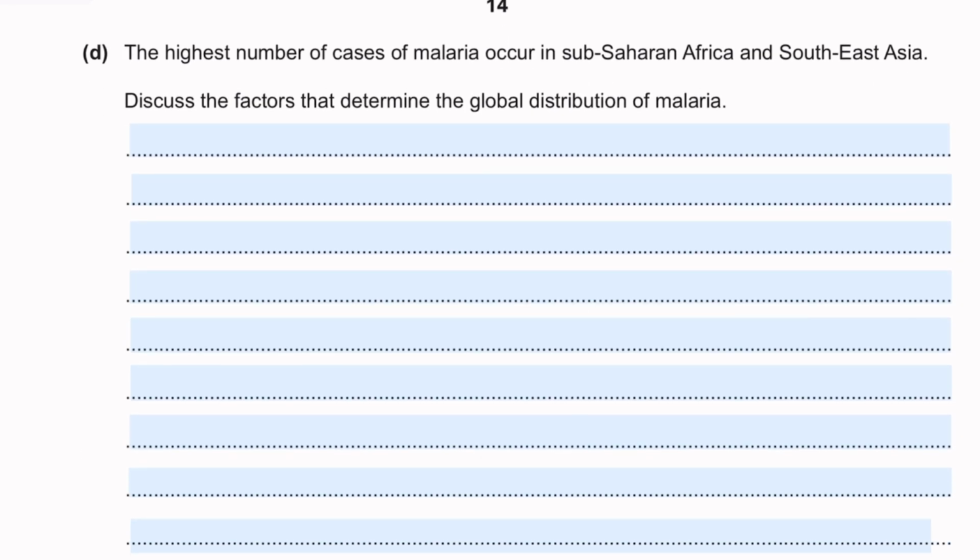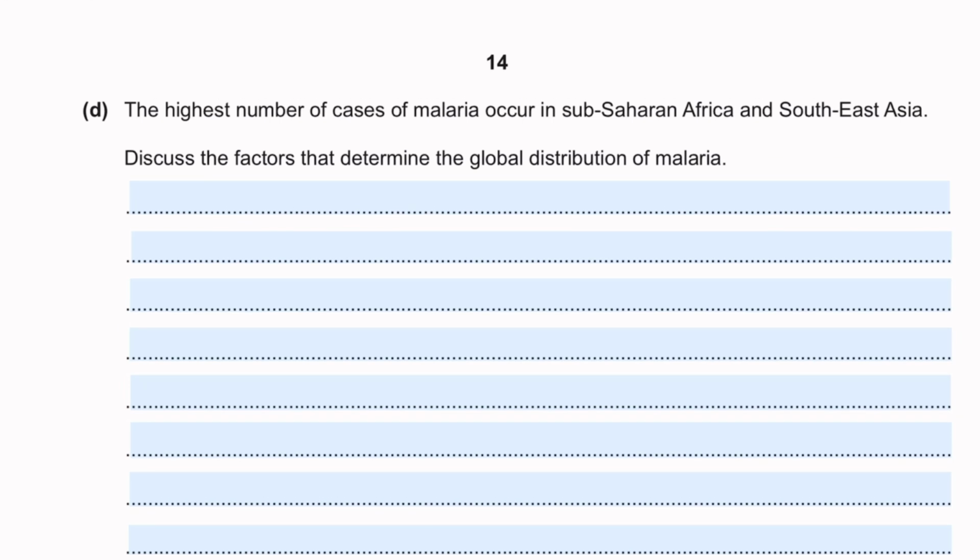Okay, the highest number of cases of malaria occur in sub-Saharan Africa and Southeast Asia. Discuss the factors that determine the global distribution of malaria. Okay, so let's first talk about how malaria is going to spread. As we mentioned, malaria spreads by a vector, and this vector specifically, the Anopheles mosquito, lives in the tropical regions of the world. So the places where there's much more humidity, low altitude, so much rain, just tropical places in general. These are going to be where the mosquito lives and where the plasmodium is able to thrive and grow. So these are the areas where there's such a high distribution of malaria.